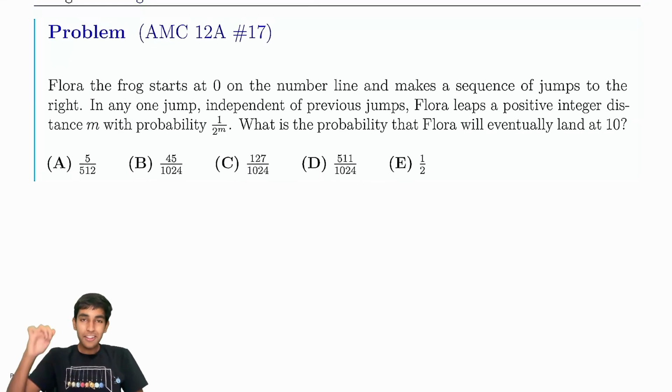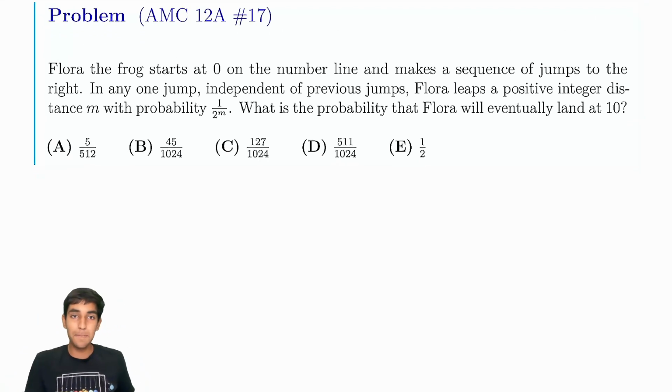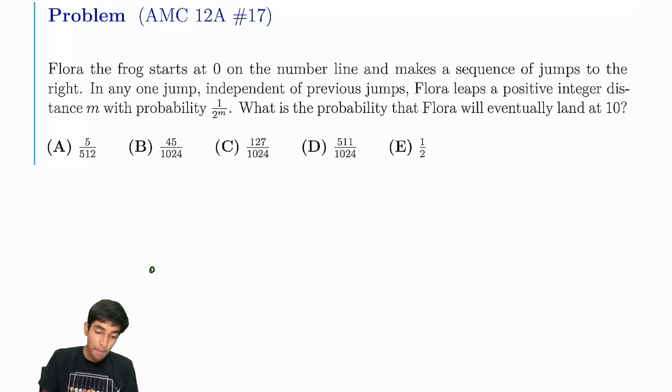Let's now tackle this incredibly cool problem from the AMC 12. In my opinion, it's one of the best problems in this entire contest. Flora the frog starts at 0 and makes a sequence of jumps to the right. In any one jump, independently, Flora leaps a positive integer distance m with probability 1 over 2 to the m. What's the probability Flora will eventually land at 10?